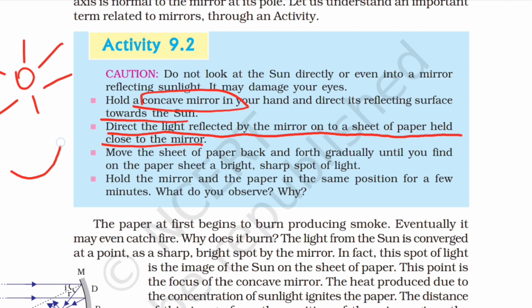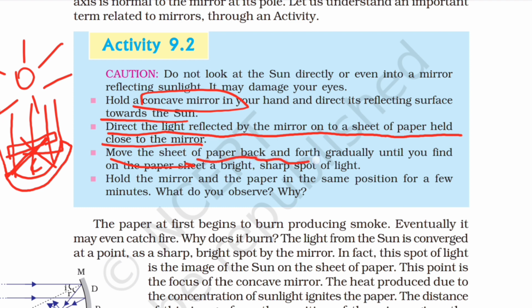You have to use the concave mirror like this. All the radiation falls on this, and it will reflect back through the center of curvature. All the radiation from the sun will reflect back through the center of curvature. Then we keep a small sheet here, and the sheet will burn or it will get the image of the sun.